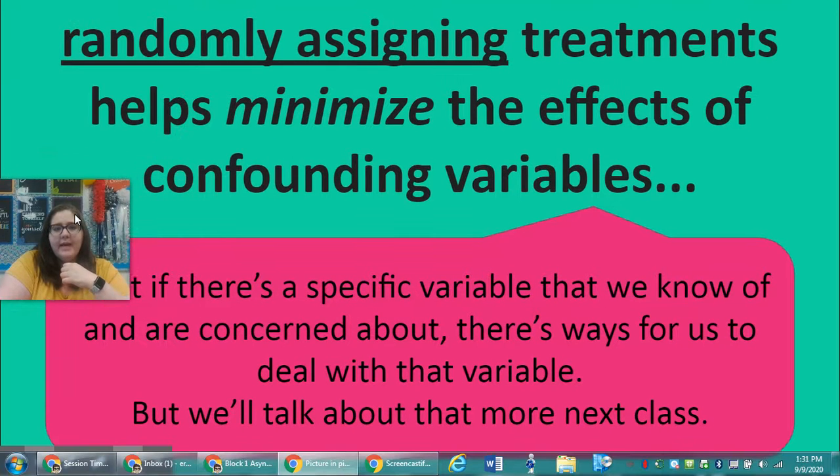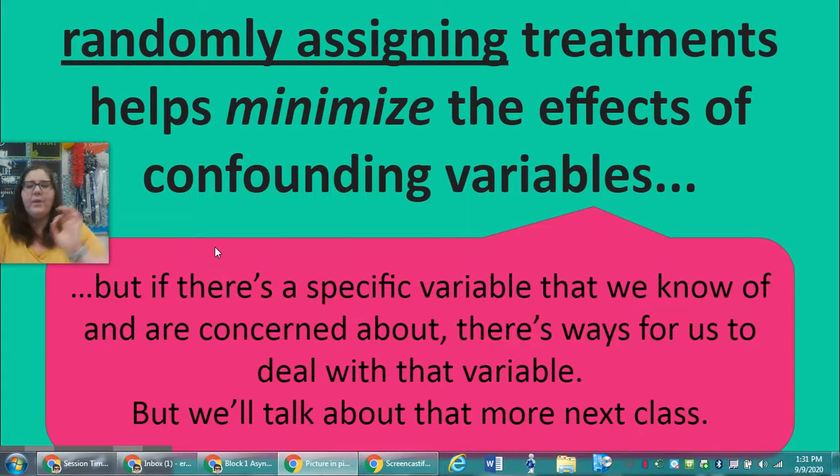Okay. So randomly assigning, this is another big picture thing, randomly assigning treatments helps to minimize the effects of confounding variables. Because again, in theory, we are spreading out those other variables among my treatment groups so that we have treatment groups that are similar in a lot of aspects.